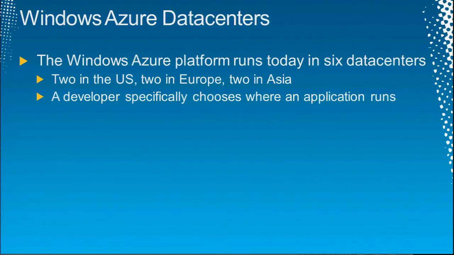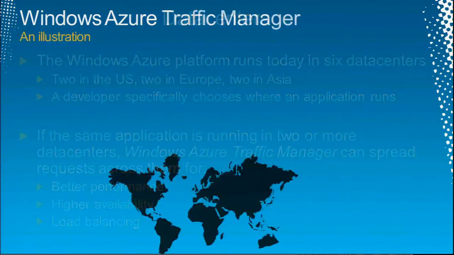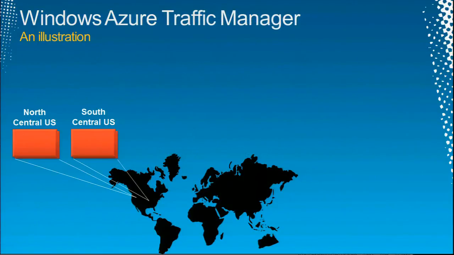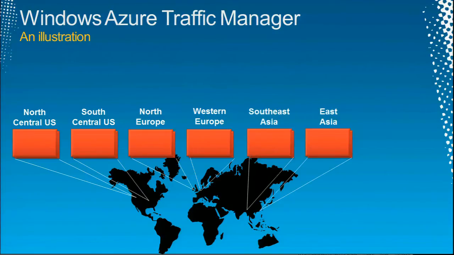If you are running your app in more than one data center, you might want to take advantage of this relatively new thing called Windows Azure Traffic Manager. It's in CTP right now. This guy, Traffic Manager, is able to distribute requests from users based on policies you define to let those users see better performance or higher availability, or to spread the load across data centers. It looks like this. There are 2 data centers in the US, there are 2 in Europe, and there are 2 in Asia at the moment.